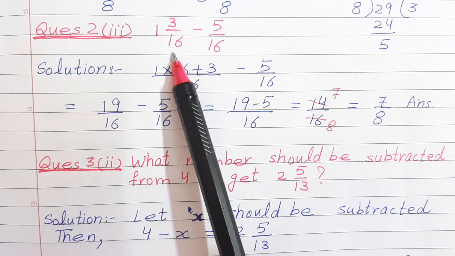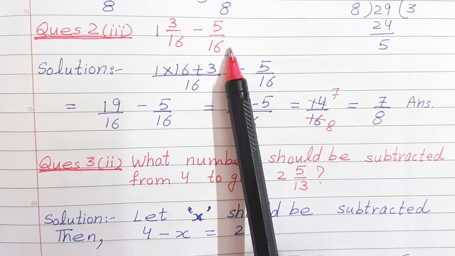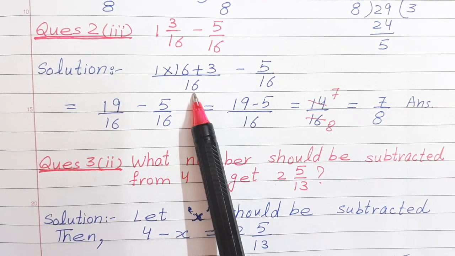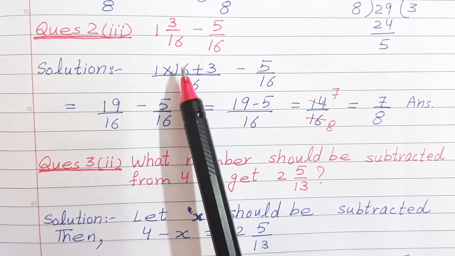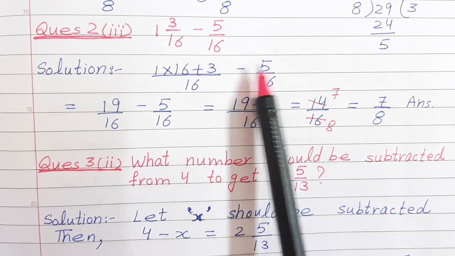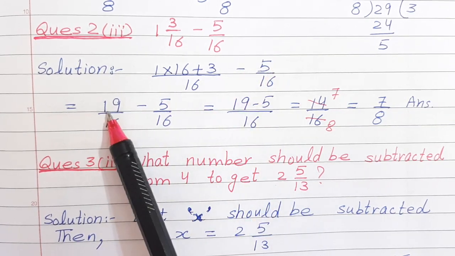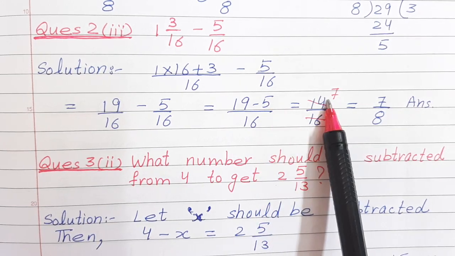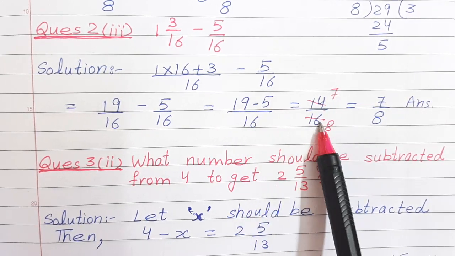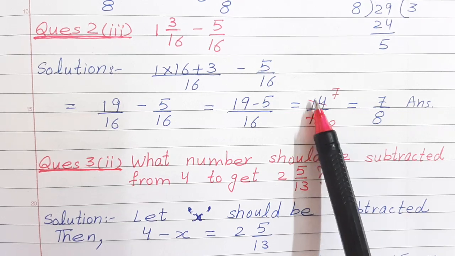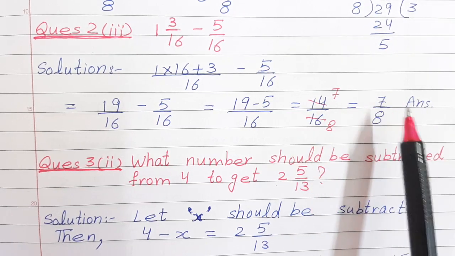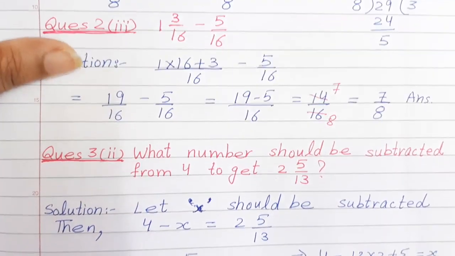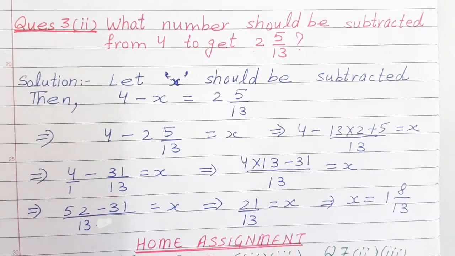Children, similarly we subtract the two like fractions again by taking the LCM. Here the LCM is 16 and after you just have to subtract it in a normal way, that is 19 minus 5. 19 minus 5 is 14 and the denominator as it is 16. So after simplification the answer is 7 upon 8. Now have a look at one more question, that is question number 3.